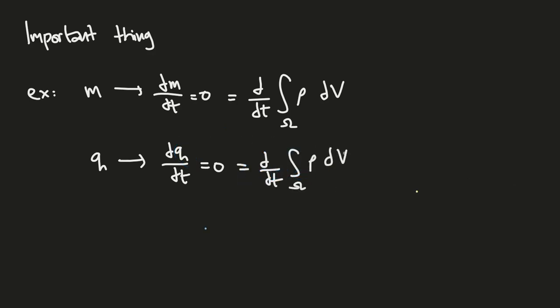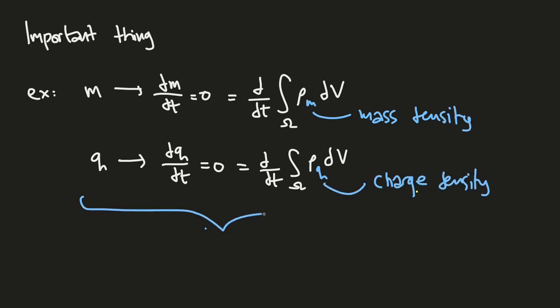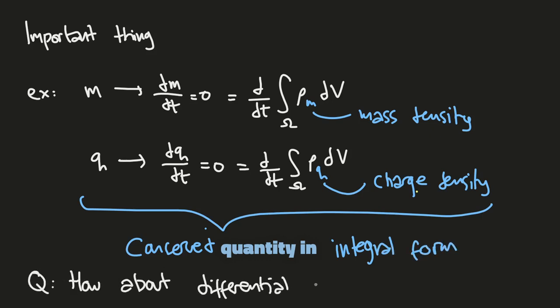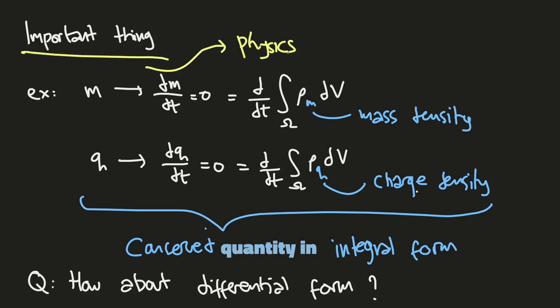To differ from mass and charge, I will denote mass density as rho m and charge density as rho q. These two things relate to a conserved quantity in integral form. So the question is, what about the differential form? That's why this is an important thing in physics.